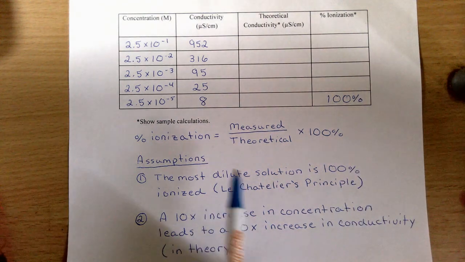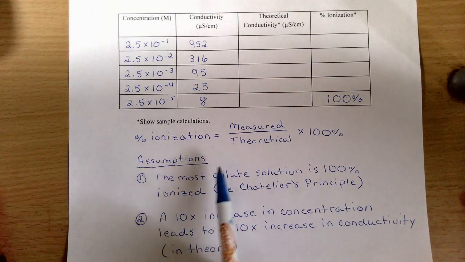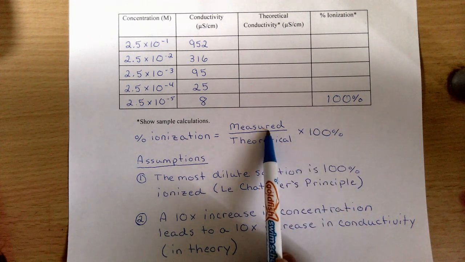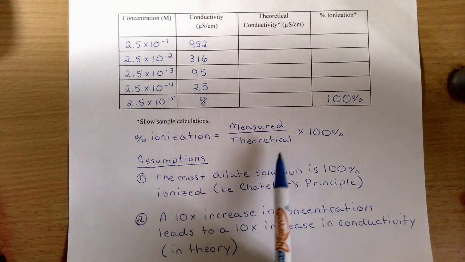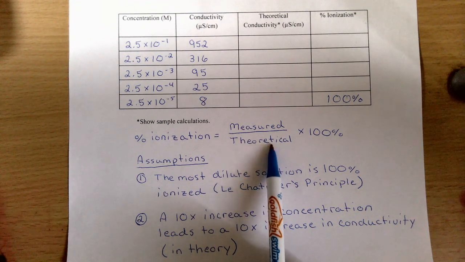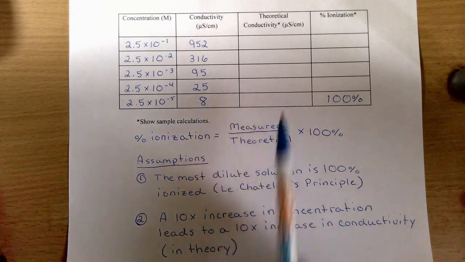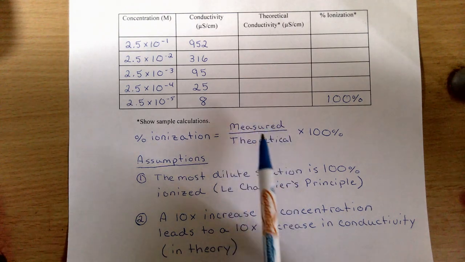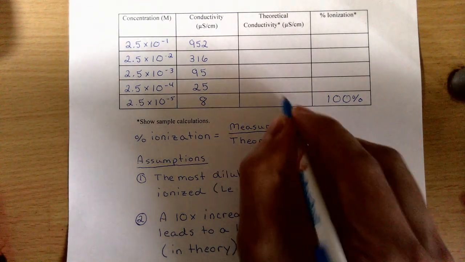Now, looking at this equation, in order for this to be 100%, then the measured value here needs to be the same as the theoretical value that I'm going to place into here. Okay, in order for this ratio to be 1. So I can just make that the same as the other one.